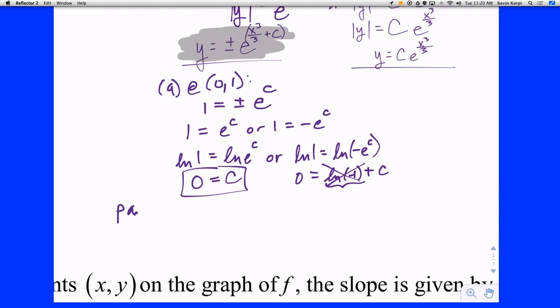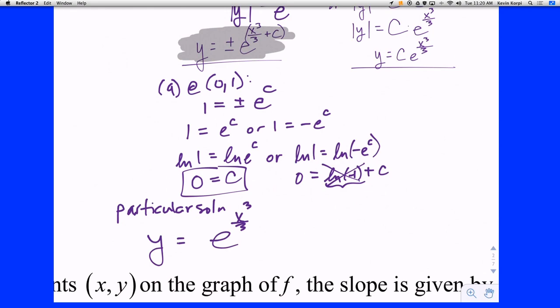So the particular solution is going to be y equals e to the x cubed thirds plus 0, which is x cubed thirds. Now, here's the thing. This is the other reason why we're eventually not going to be doing it this way. For your particular solution, you can't leave a plus or minus in there. You have to commit to whether it's plus or minus. It can't be both because it's not the general solution, it's a particular. And if you left it as plus or minus, that's 2.